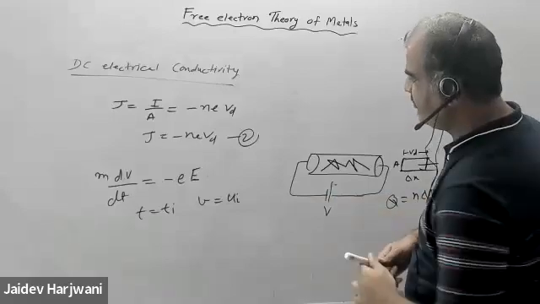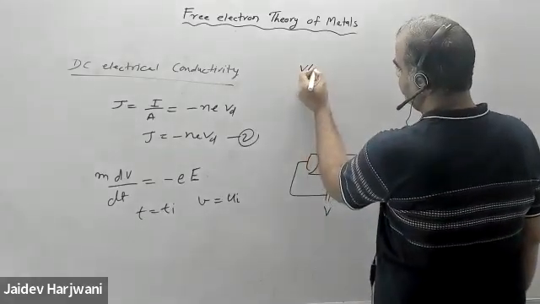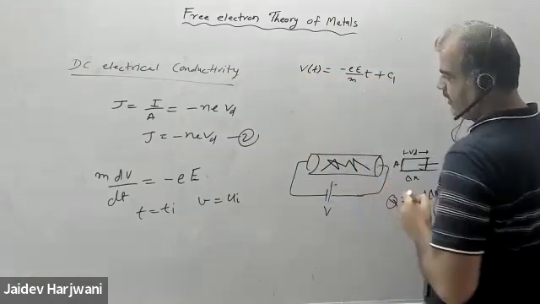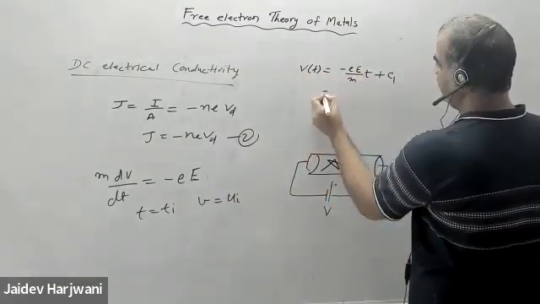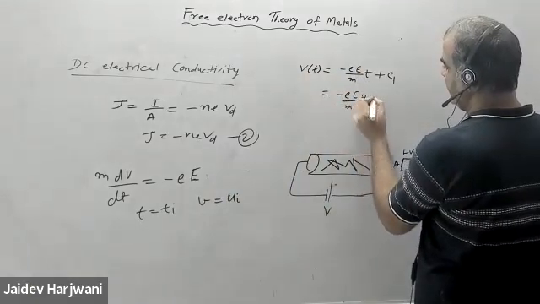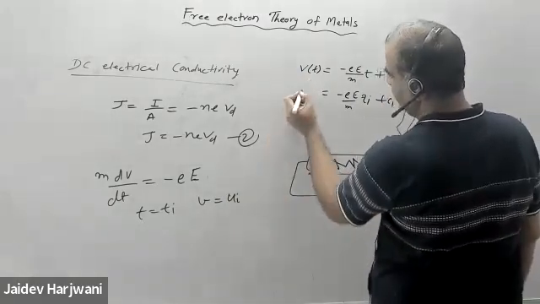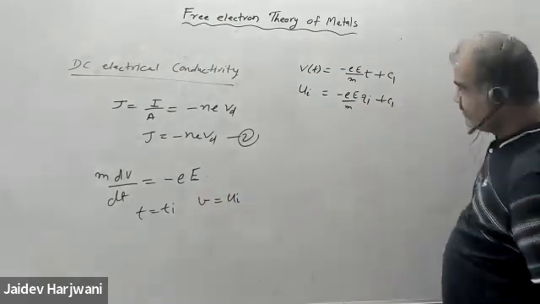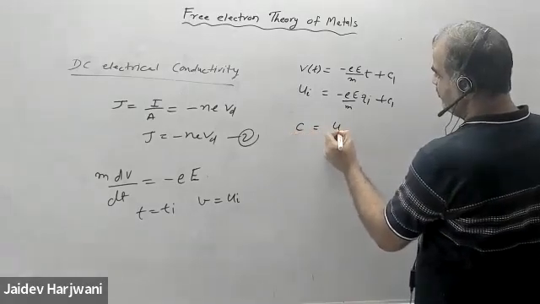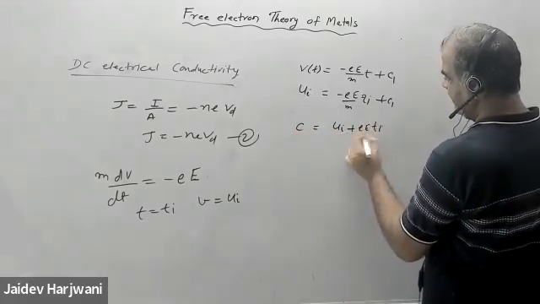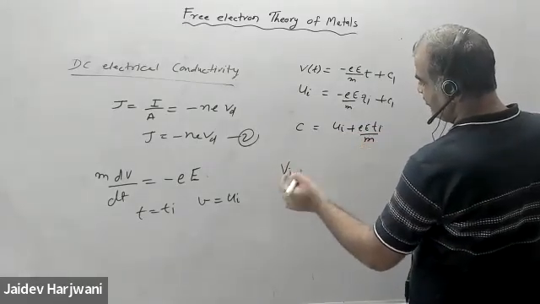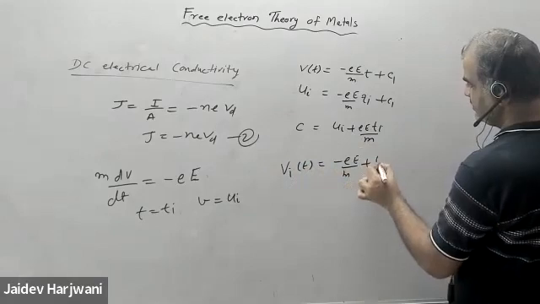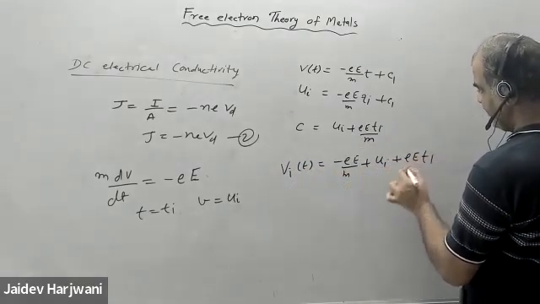Now, if you solve this equation, it will give you v as a function of time: minus e upon m t, plus some constant. Now apply the initial condition, t equal to ti, so minus e upon m ti, and you get the velocity ui. I'm assuming ui; you can assume 0 also. So this will give me C1, which is ui plus e ti upon m. So I can write the velocity of the ith atom as minus e E upon m, plus ui plus ti upon m.